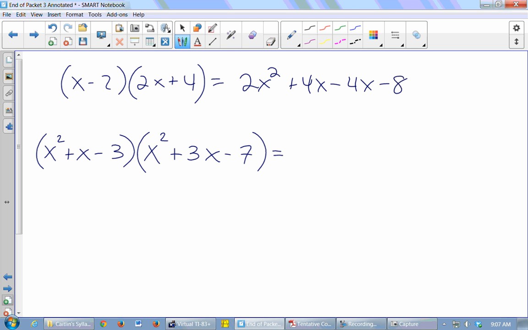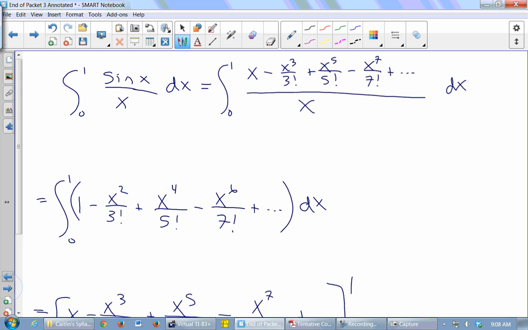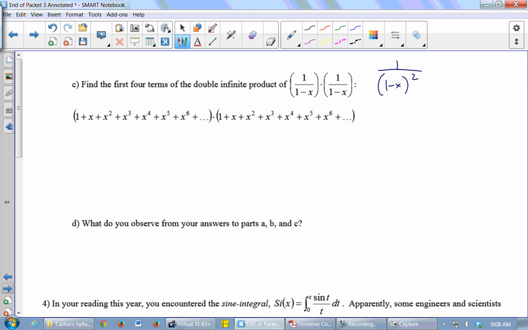Start with the x squared, distribute it to every term in the next parentheses. Then you move to the x, distribute it to every term in the other parentheses, and then the -3 and distribute it to every term. So I'm going to start with my 1, and I'm going to distribute it to, I can't do it to every term, but I'll just do it to the first several. So when I distribute my 1, I get 1 plus x squared plus x cubed plus x to the 4th.